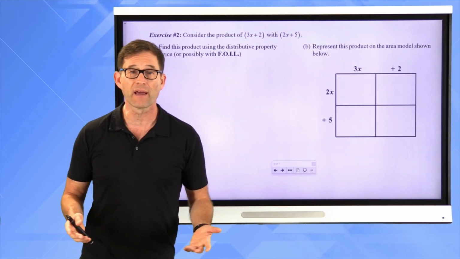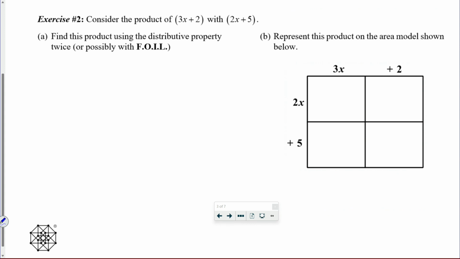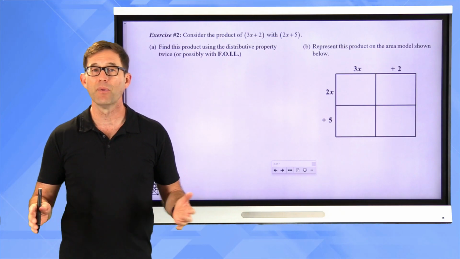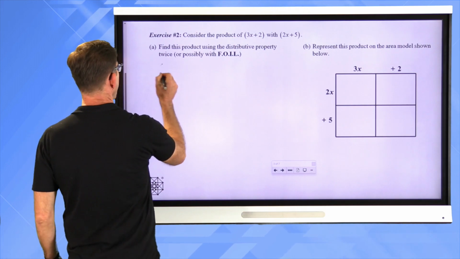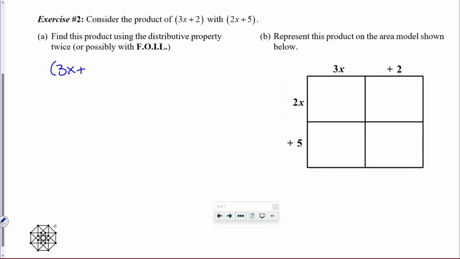So let's take a look at exercise number 2. Consider the product of 3x plus 2 with 2x plus 5. Letter A, find this product using the distributive property twice or possibly with FOIL. All right, and we'll talk about both of those in just a moment. But let's first just write the product down. So in other words, I'm trying to figure out what 3x plus 2 times 2x plus 5 is.